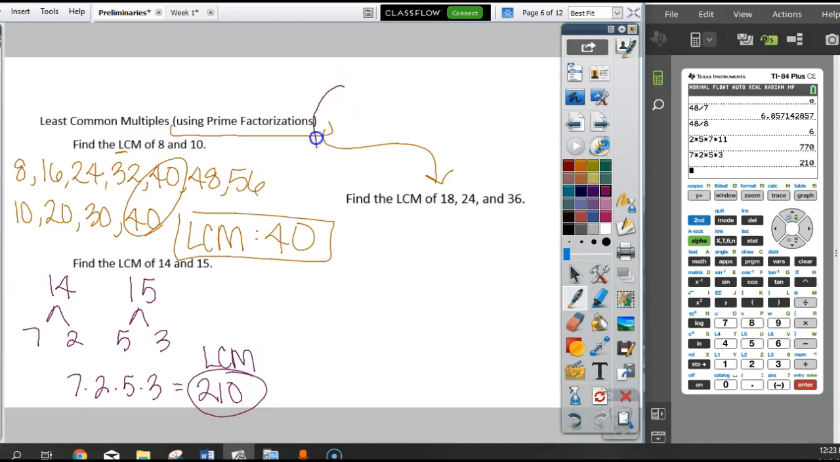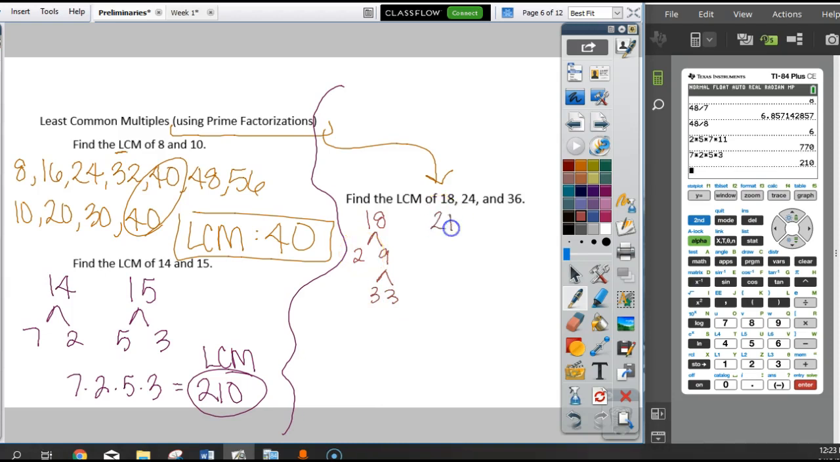Now we're going to use that same method here, where we have 3 different numbers that we're trying to find the least common multiple between all of them. So we want to find the smallest number that they all go into evenly. I'm going to start by breaking apart 18. Immediately I think of 2 and 9, which I can go further into 3 and 3. So I have a 3, 3, and a 2.